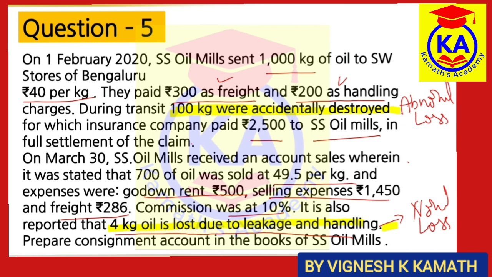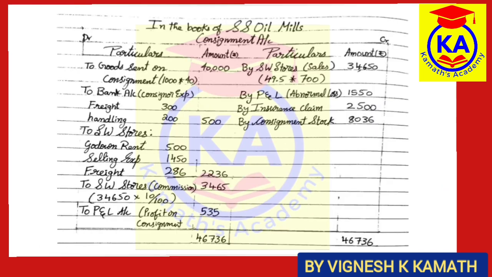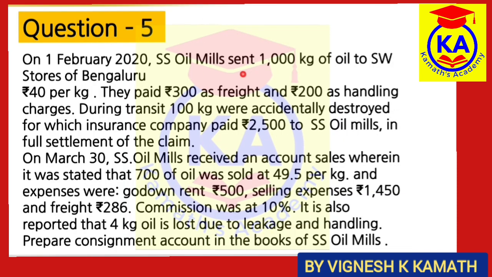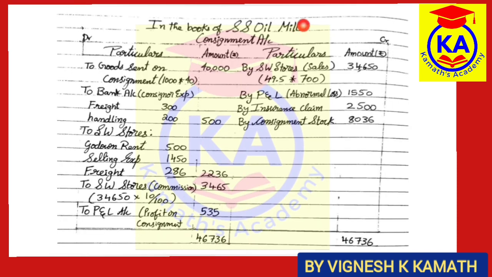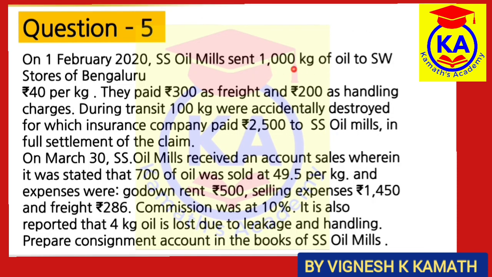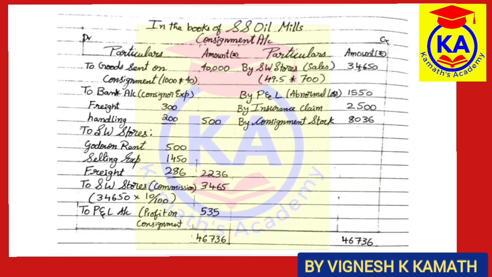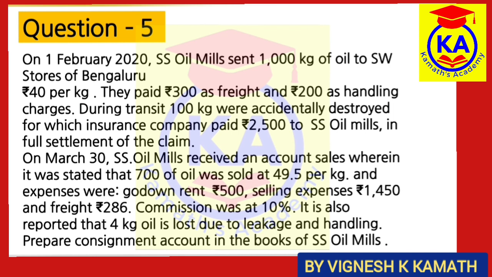So let's prepare the consignment account. The format is in the books of SS Oil Mills, in the books of consigner, right? Our consigner is SS Oil Mills. Consignment account, debit, credit. First we have to write: To goods sent on consignment, 40,000, because 1000 kg at 40 per kg, 1000 into 40 is 40,000. Now we have to write consigner expenses, right?